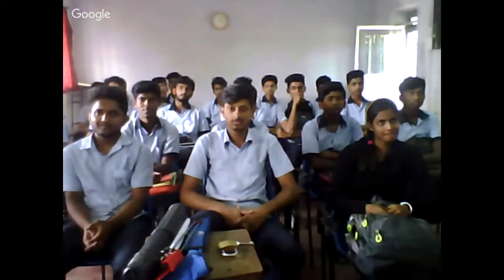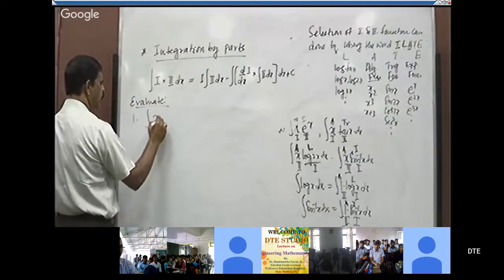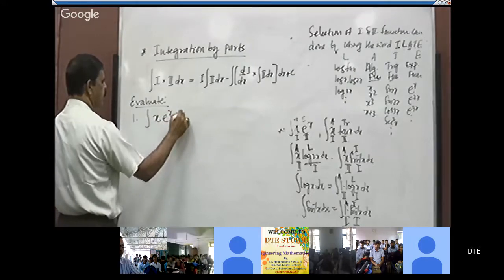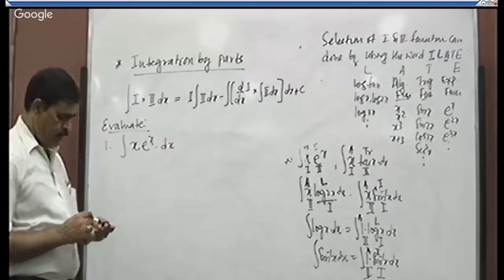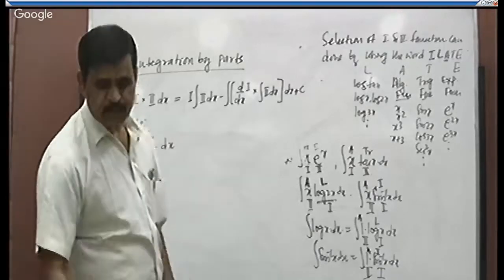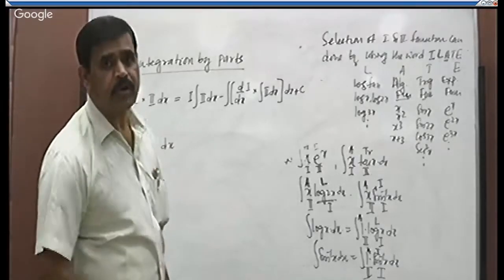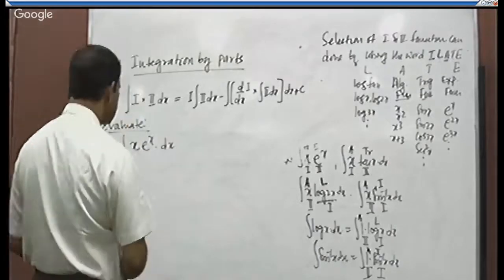Evaluate the following integral. I am taking a simple one, x times e to the power x dx. So there are two terms, right? They are in product. Hence, we should go for integration by parts.